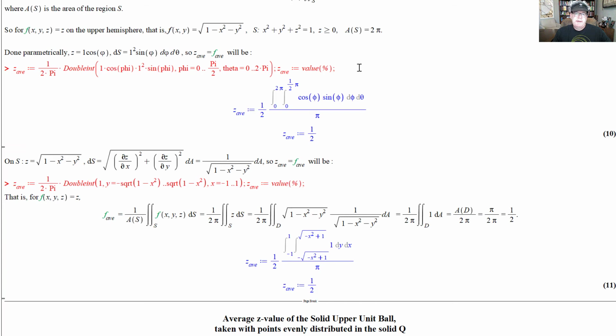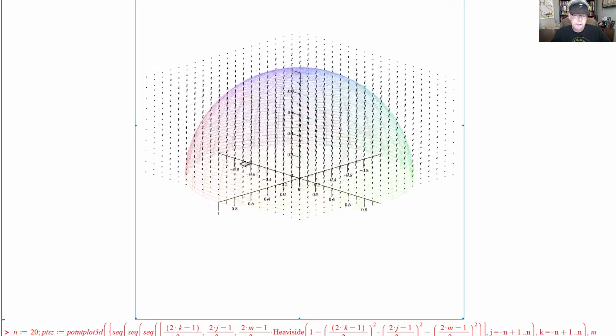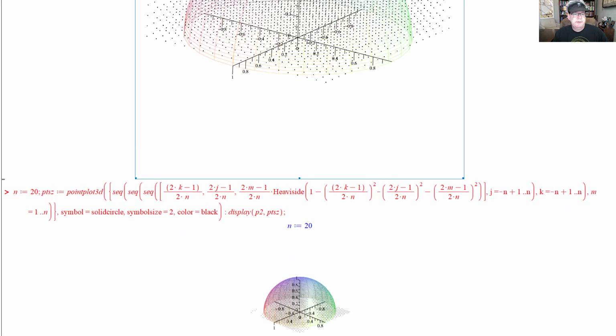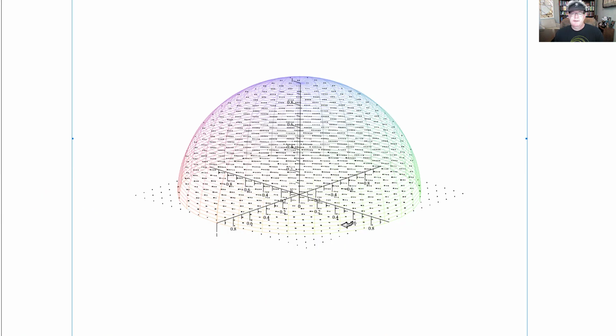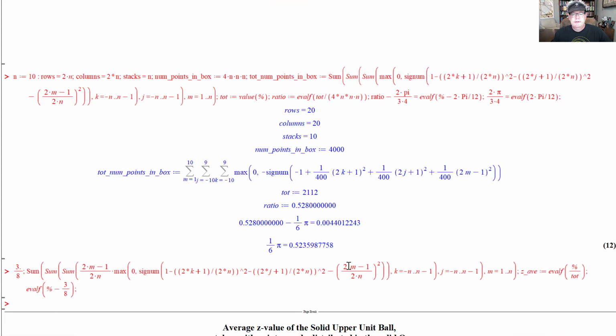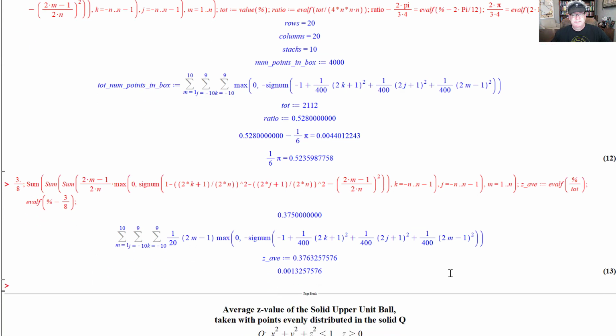The last average z value I'll do is on the solid hemisphere. So I'm going to take points equally spaced in this 2 by 2 by 1 rectangular box. Some will be inside the hemisphere and some won't. The ratio of the volumes, so 2/3 pi divided by 4 is pi over 6, is the ratio of the points that ended up inside the hemisphere. And it's already pretty close. And 3/8 is what the average z value is going to be of those points that were inside the hemisphere.